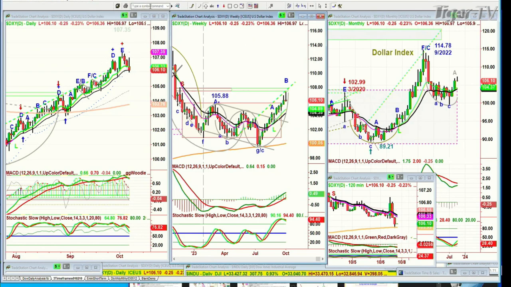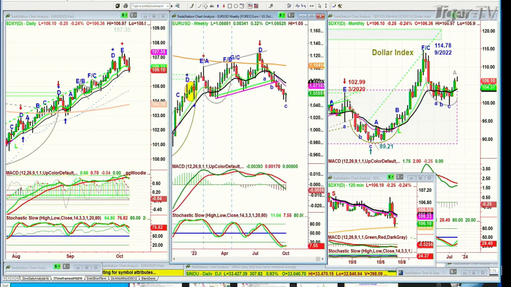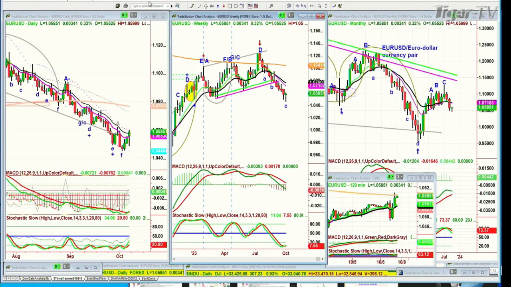But at this particular point, look at the EUR-USD. This is the euro-dollar currency pair. Look at this move down on the weekly chart. Look at that straight down move. This is like a midpoint. So you've got your 1-to-1 to the downside, peak C in the monthly chart. Nice move, nice reversal. But if you're looking at the technicals, there's a lot of work that needs to be done.